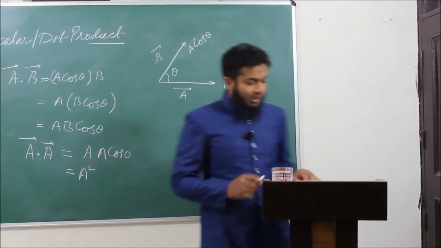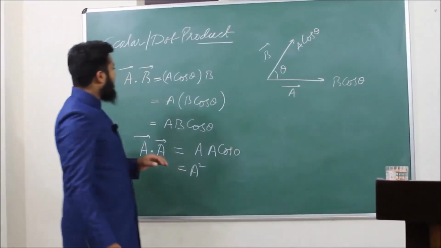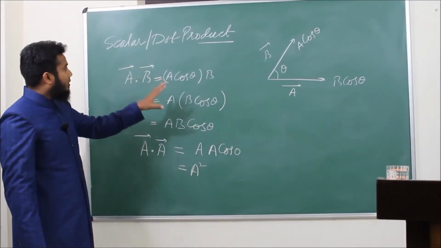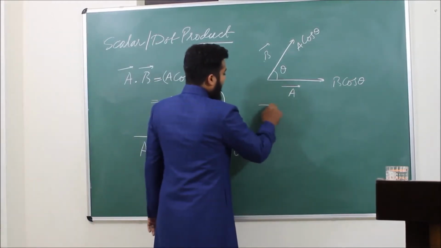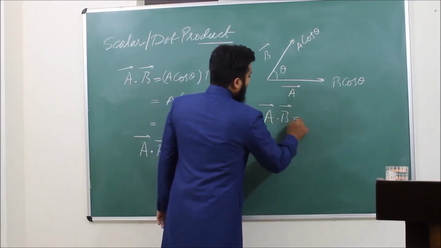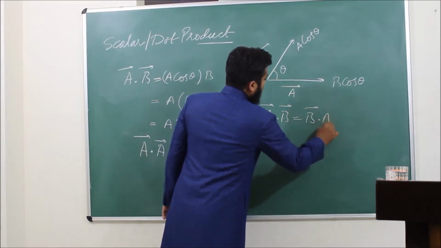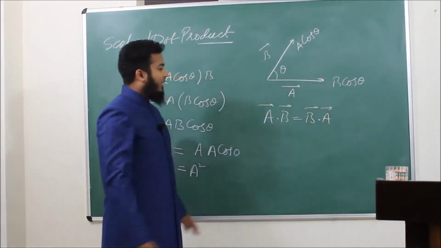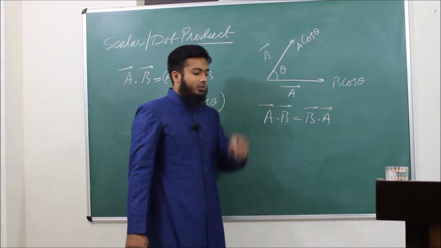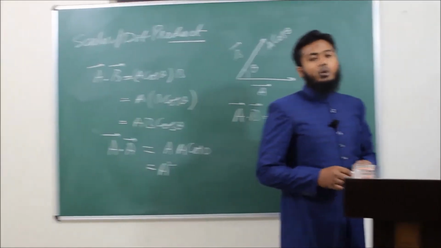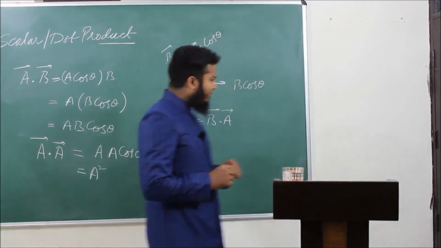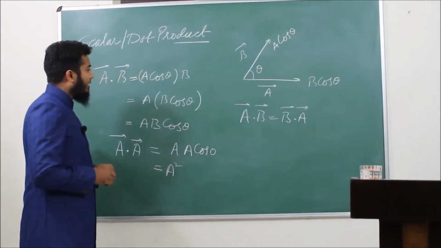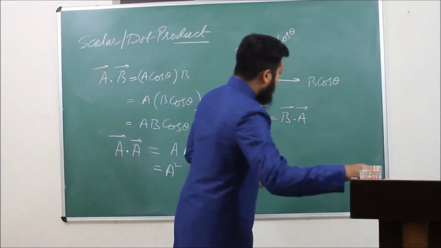And you can easily see here that the scalar product is commutative. I can write A dot B as B dot A. It doesn't matter what the order is, A dot B is equal to B dot A, so scalar product is commutative. Next, we can discuss some cases here. Let's see some special cases.